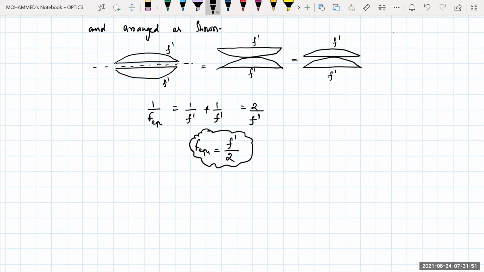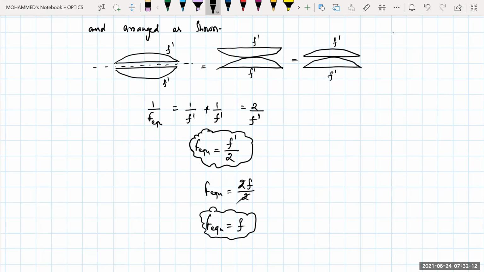So what will be the answer then? F equivalent will be equal to 2 times of F divided by 2. This 2 will get cancelled. So F equivalent will be equal to your F. So this will be the answer for this one. Okay, sir. Got it? Yes, sir.